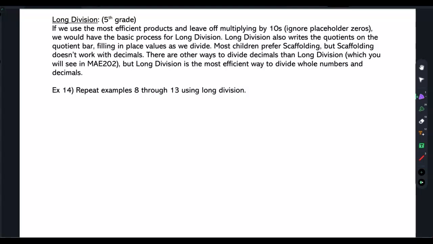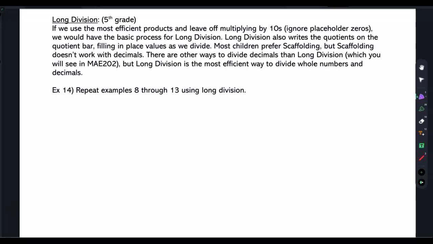So by the time students get to fifth grade, we'll be using long division. If we use the most efficient products and leave off multiplying by tens, basically ignoring any placeholder zeros, then we really have the basic process for long division. This also uses that division bar, and we will put the quotients on top, and we kind of fill in place values as we divide.